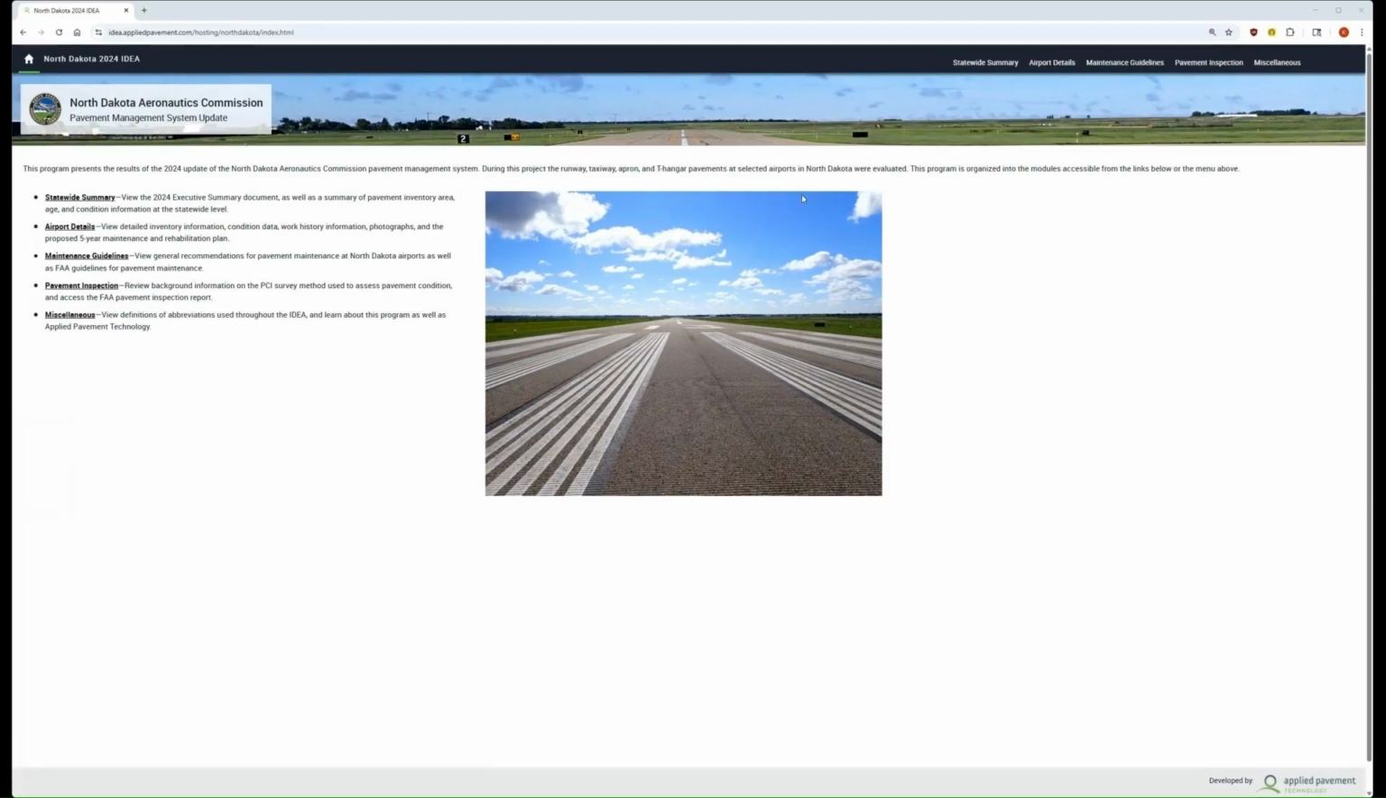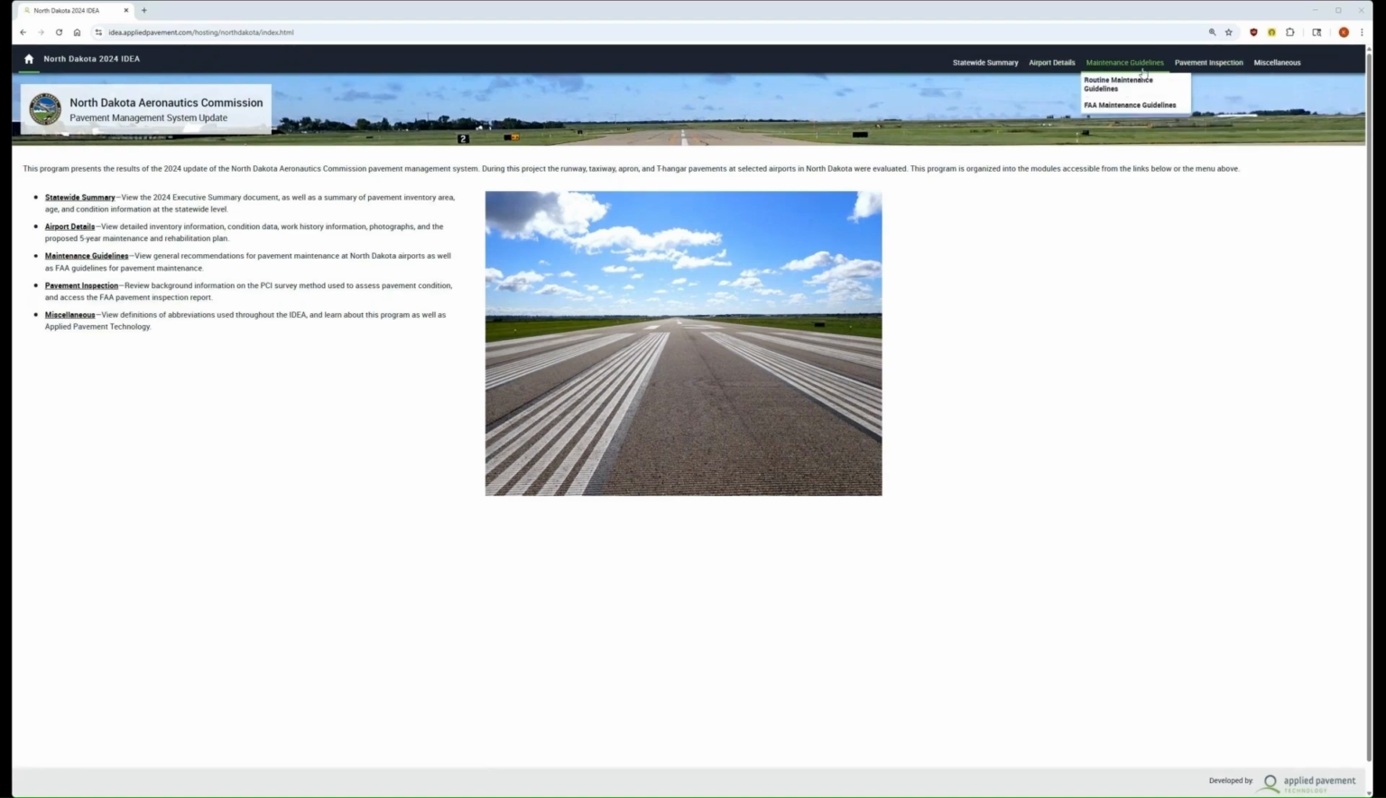To begin, the website is organized showing a few tabs or modules at the top right. The statewide summary information provides overall statistical information about the entire system of pavements for the airports that are included in the project. The next module, airport details, is where individual users would be able to go in and look at specific airport information, results, data, maps, photographs taken during the most recent inspection, as well as any recommendations for pavement repairs.